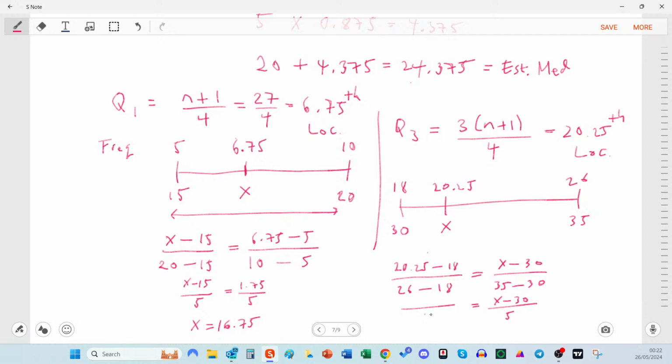6 plus 2 is 8. And then we've got 2.25. Do some work on the calculator. And we get x equals 31.40625. I'll write the whole thing.